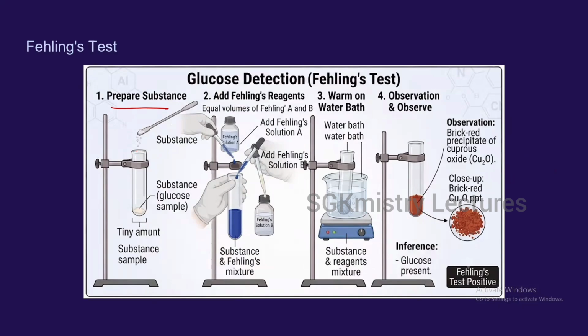First of all, again, you take the substance in a test tube. To this, you add Fehling's solution A and Fehling's solution B, taking equal volumes of both solutions. And you warm this mixture in a water bath. Once you warm it, you observe the color change. You can see the brick red precipitate of cuprous oxide, because of which we can infer that glucose is the given compound. So let us look into the equation for the same.